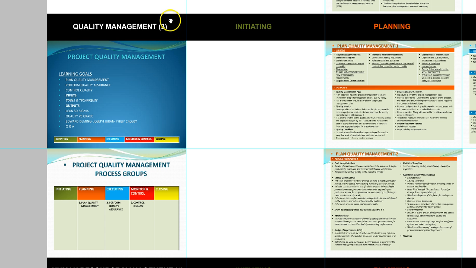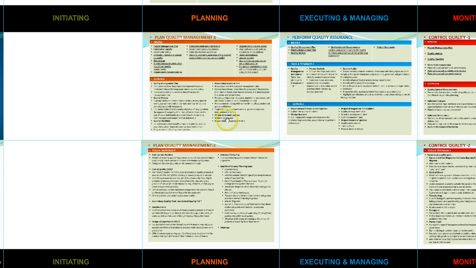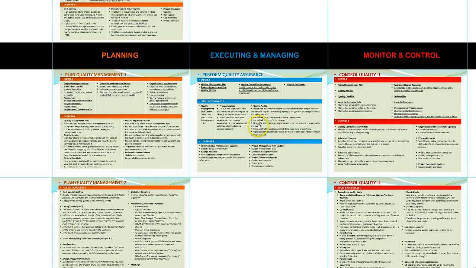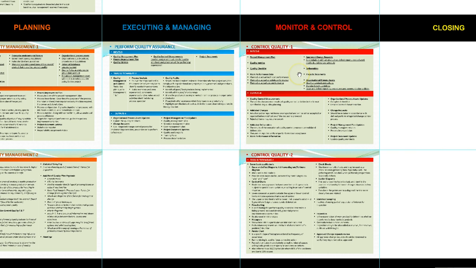Now there are 3 processes in the PMBOK 5 guide. The first process is planning, where we plan quality management, just like planning cost management, planning schedule management, planning scope management. We have planning quality management. Next one we have is executing and managing, where we perform quality assurance. And the last one we have is perform quality control.